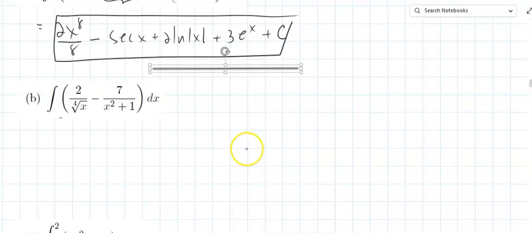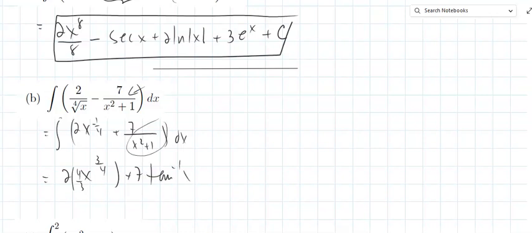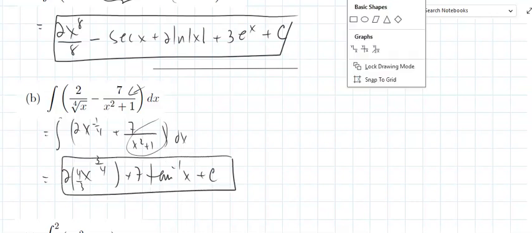And if I take this problem and rewrite it a bit, that's the integral of 2 times x to the negative 1/4 plus 7 over x squared plus 1. Again, if you have not taken the derivative of inverse trig functions, you're not going to know what we're doing with this. Here, you would add 1 to the power. Negative 1/4 plus 1 is 3/4. When you divide by that, you're multiplying by 4/3. What do you take a derivative of to get 1 over x squared plus 1? The inverse tangent of x plus c. There it is.